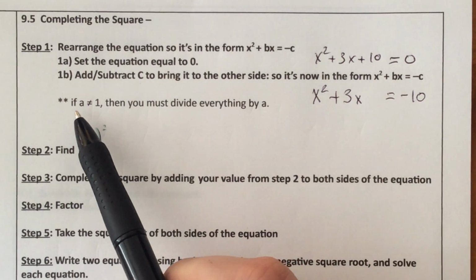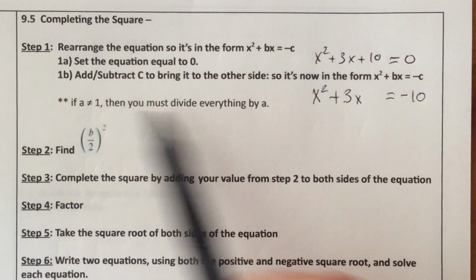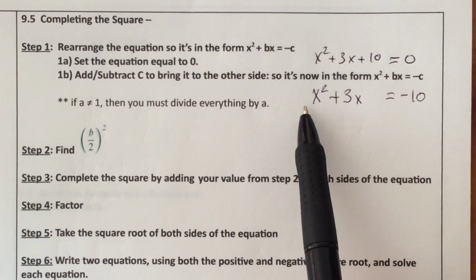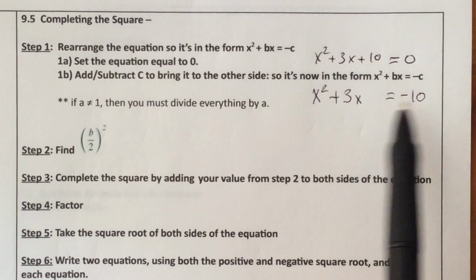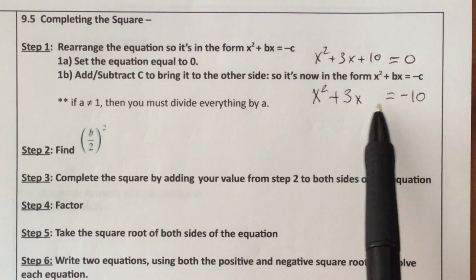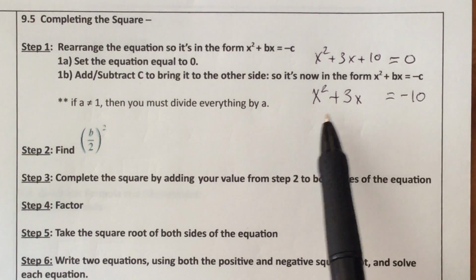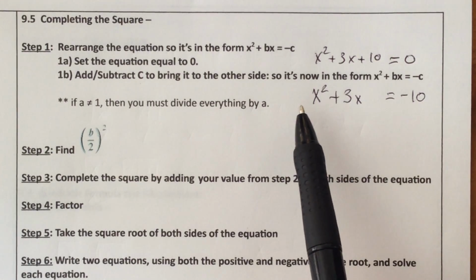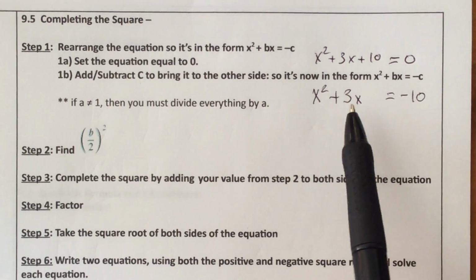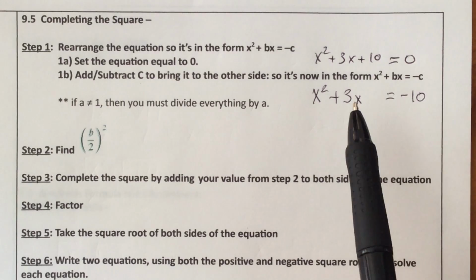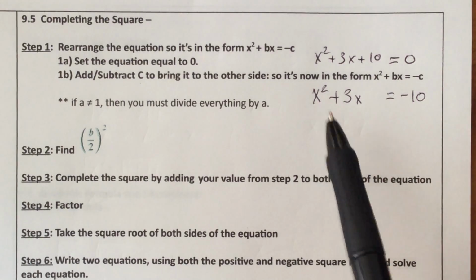Okay? One side note, if a, so the number out front here, is not 1, so if there's a number out front there, you have to divide everything by a. So if this was 2, you'd have to divide everything by 2. If it's 10, you have to divide everything by 10, which means it can get messy really fast. Okay, if I had to divide this by 2, now instead of 3, I'm using 1.5. Okay, again, it's a complicated method, why it's not my favorite.